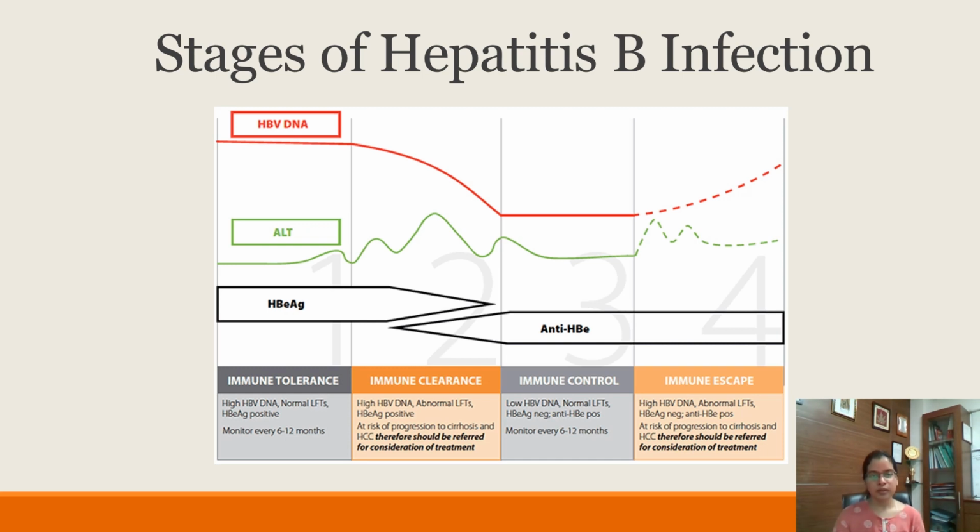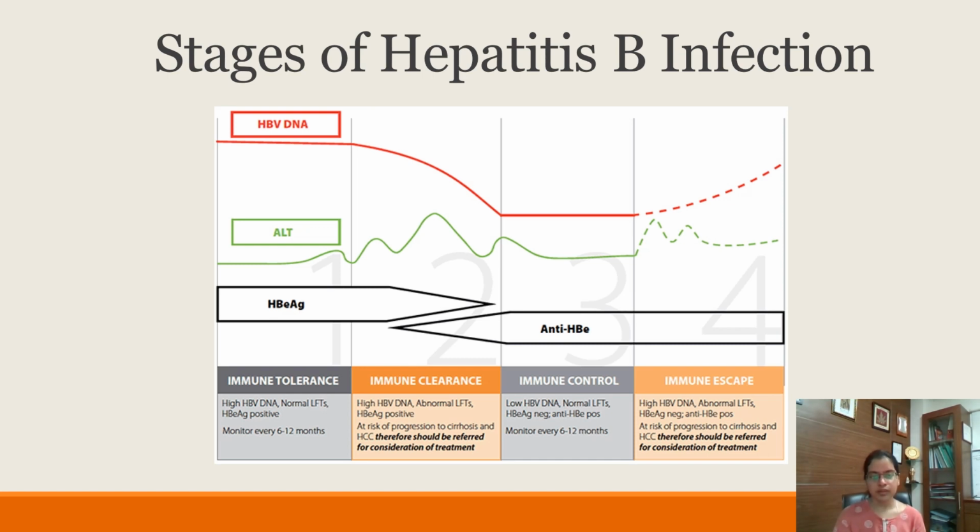After some time, after the first or second decade of life, when there is immunity and high viral loads, HBV DNA, there will be abnormal LFTs. HBe antigen will be positive, and there can be risk of cirrhosis and HCC, hepatocellular carcinoma. Therefore, they should be referred for treatment.